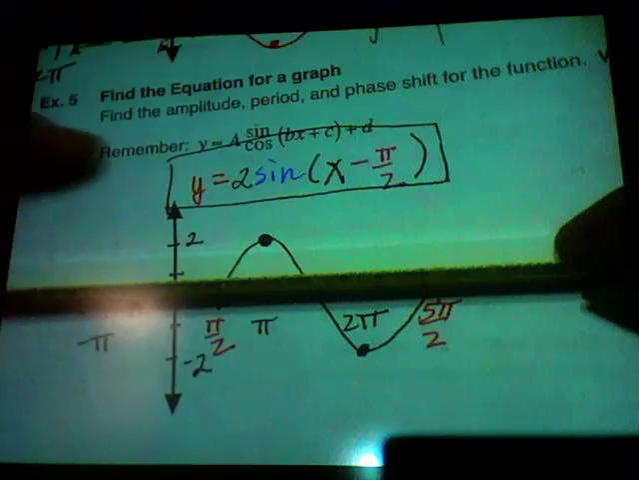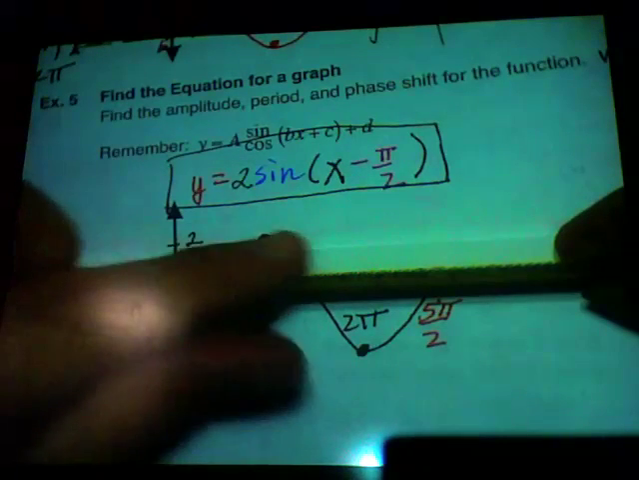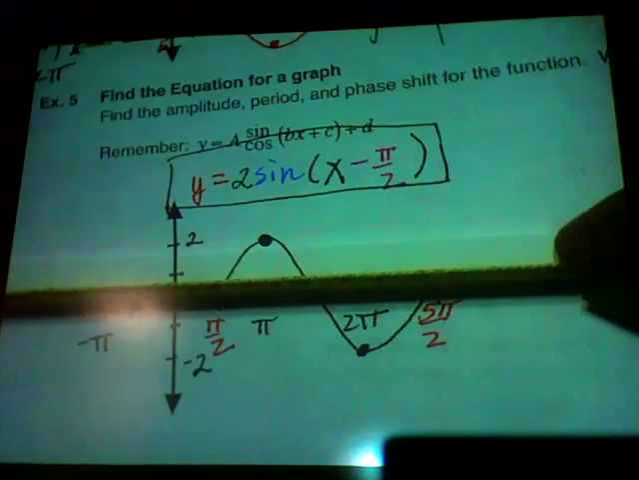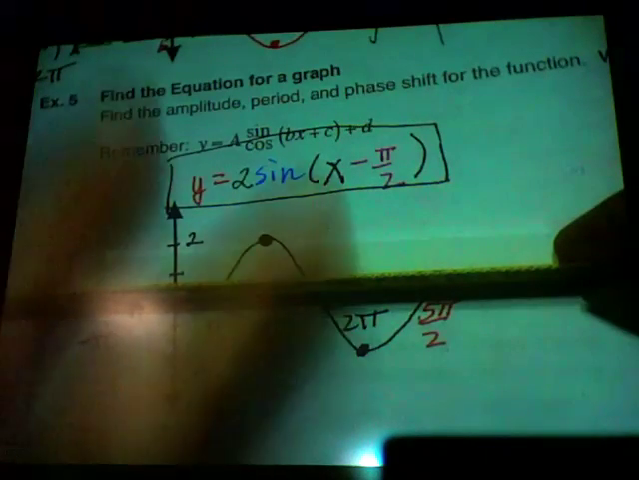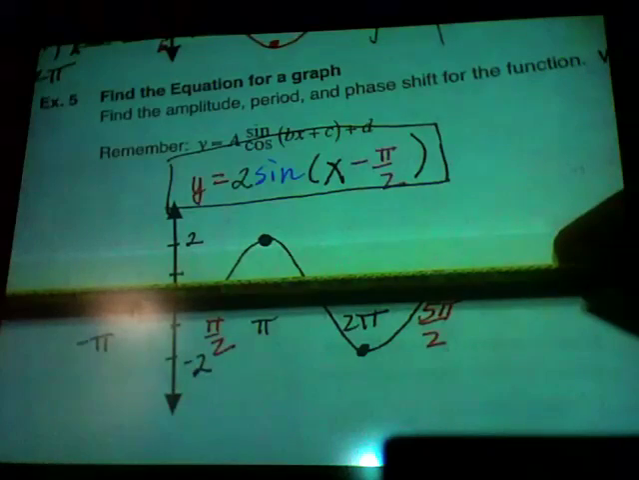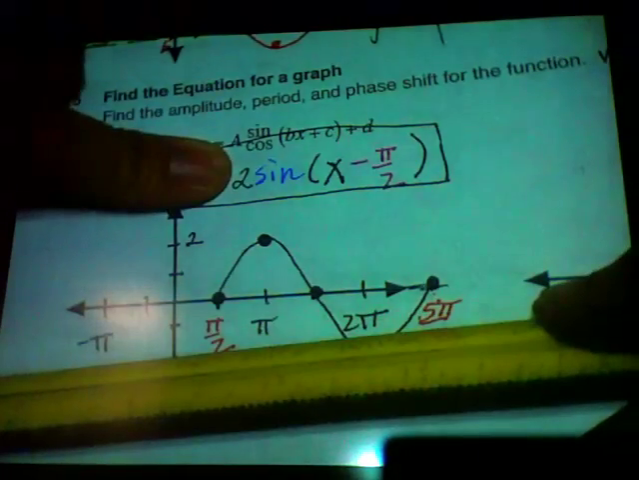How high is it from the center to that highest point up right there? How high did it go? 2. That means the amplitude is 2. It doesn't matter if there's a vertical shift. The amplitude is still 2. There's not a vertical shift on this one, right? So we knew that A was 2.